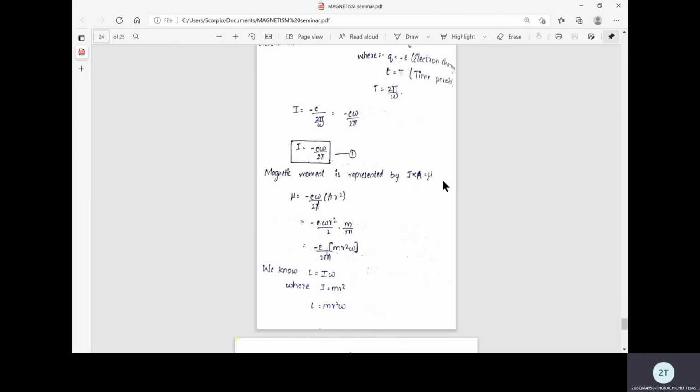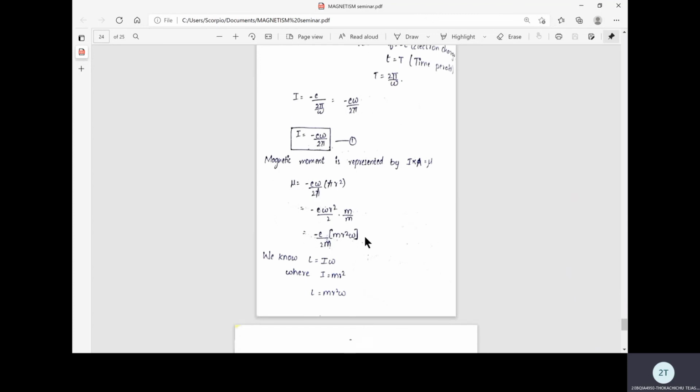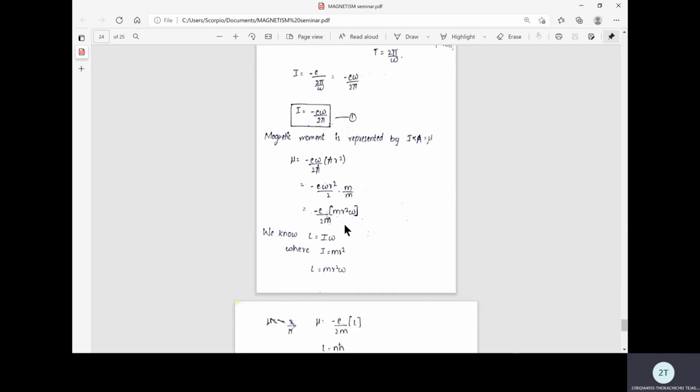we know that magnetic moment is represented by I into A equals mu, where A is the area, I is the current, and mu is the magnetic moment. Substituting these values, pi r square for A and minus e omega by 2 pi for I, we obtain that the magnetic moment mu equals minus e by 2 into m r square omega.